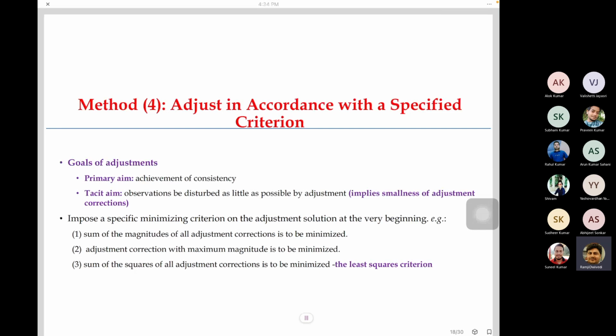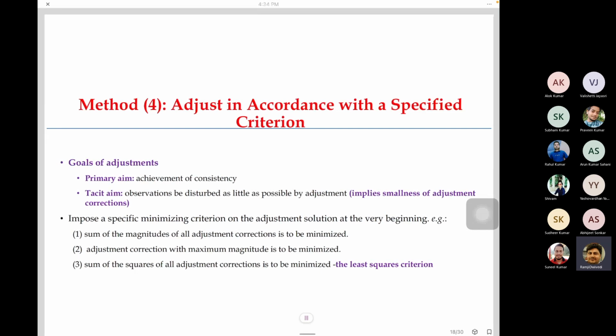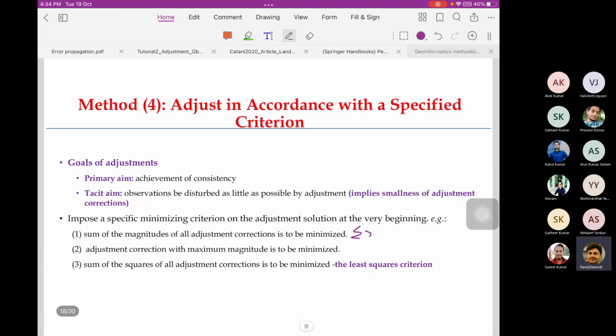Third one is impose a specific minimizing criterion on the adjustment solution at the very beginning. Sum of magnitude of all the corrections to be minimized, adjustment correction with maximum magnitude to be minimized, and sum of squares of all the adjustment corrections to be minimized, that is least squares. So first one is sum of all corrections to be minimized, second is max Vi to be minimized, and third one is sum of squares of the errors to be minimized.